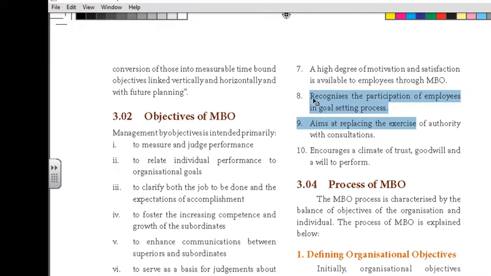Next, it aims at replacing the exercise of authority with consultation. That is, if one person cannot do the work, how the others can do it, replacing the exercise of authority and encouraging a climate of trust, goodwill and will to perform. Of course, to achieve the objectives we need trust. Placing trust in someone, their reputation and goodwill, is nothing but the reputation or the name of a company. Only if this is there can objectives and goals be achieved in business. We must act by placing trust in someone.